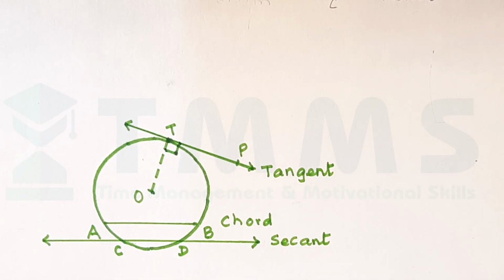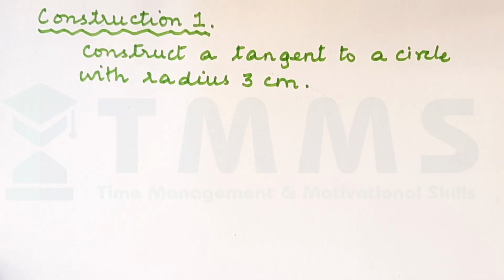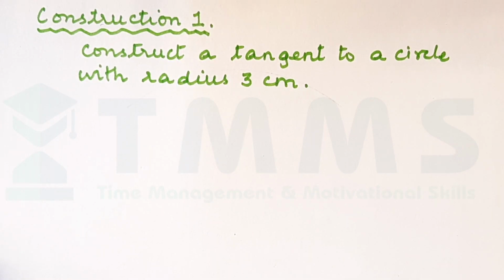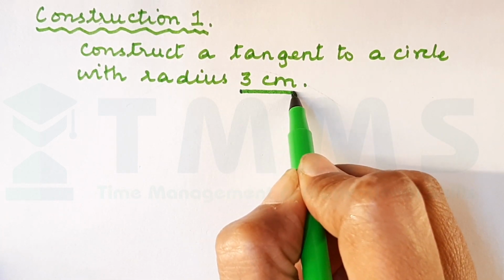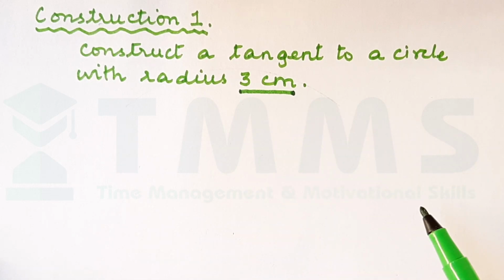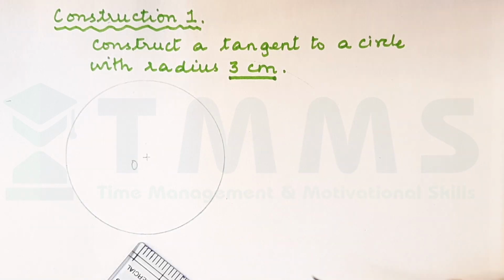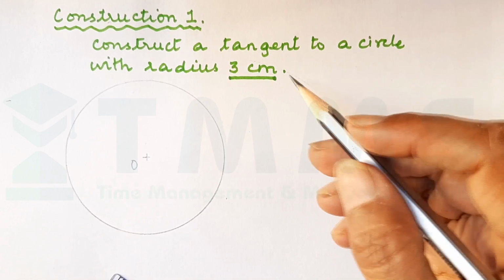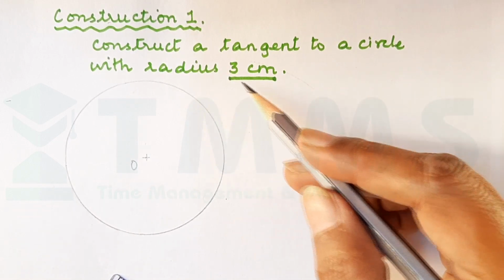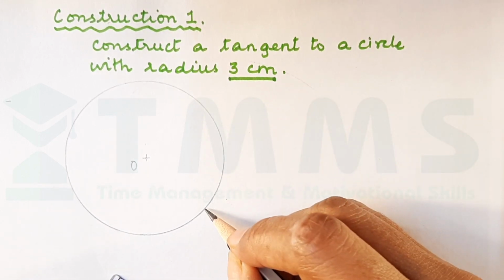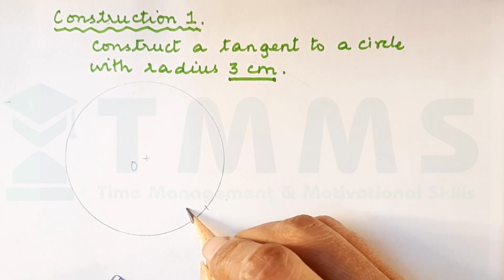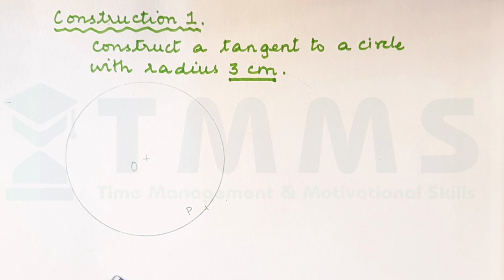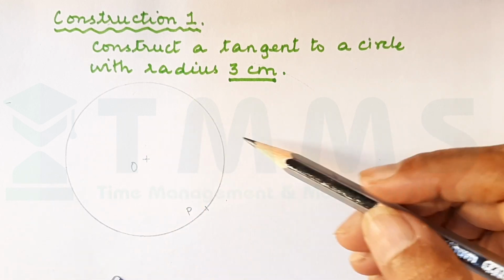Now let us look at the constructions. Construction 1. Construct a tangent to a circle with radius 3 centimeters. So we have to first draw the circle with radius 3 centimeters. Now we have to draw a tangent to the circle. And we are taking any point here, and that is a point P. And from point P, we will draw a tangent to this circle.